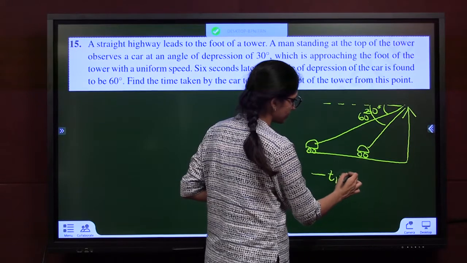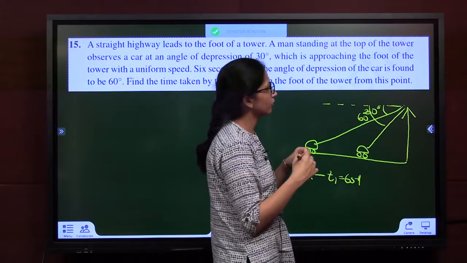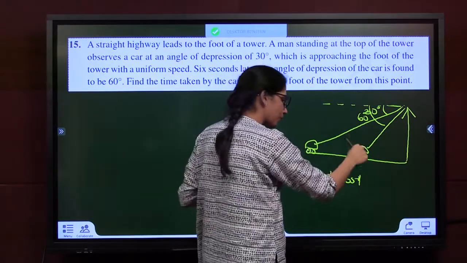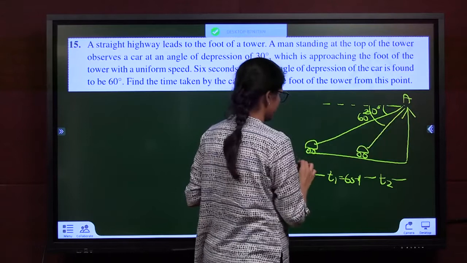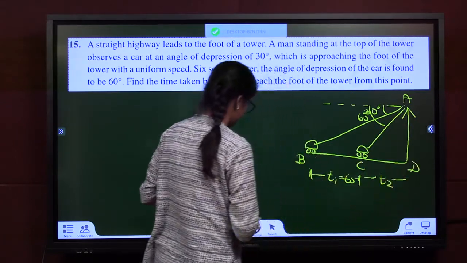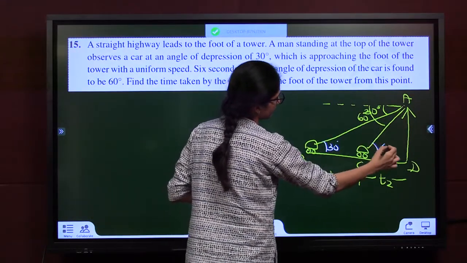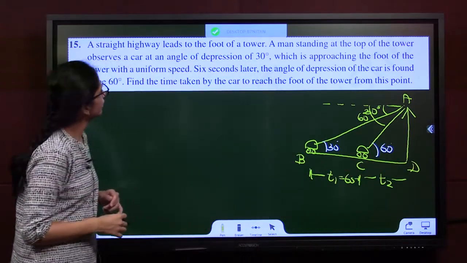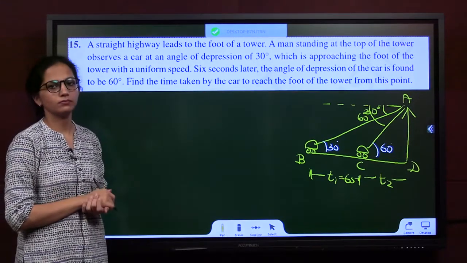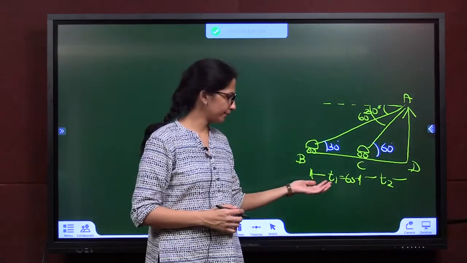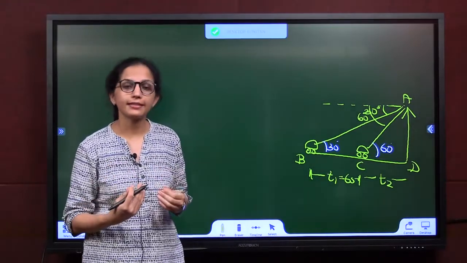Here they have given T1, 6 seconds. This is the remaining time: find the time taken by the car to reach the foot of the tower from this point. Which point? The point you are at right now. Let's call that T2 time. So A, B, C and D. If this is 30 degree, this is 30 degree. If this is 60 degree, this is 60 degree. Till here it's okay? Have they given us any distances between them? No. So now I have one time, I don't have the other, but I need a side to solve this question. So you have to find the distance in this question.